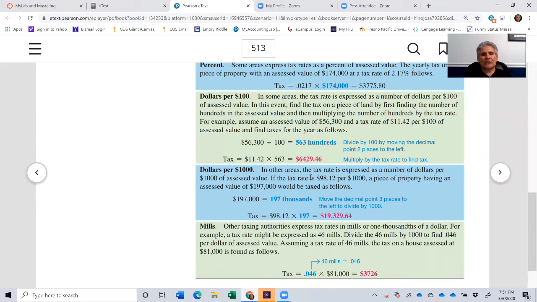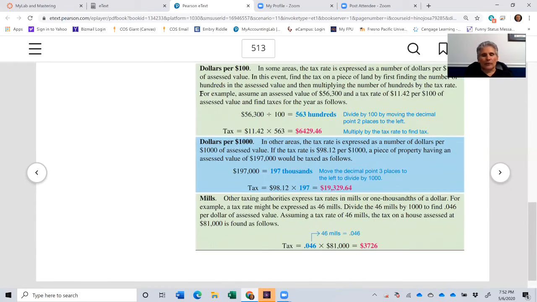In some locations, they use dollars per 1,000. That actually makes it a little bit easier. So 197,000 means you divide that by 1,000, you're going to get 197. And since it is $98.12 per 1,000, then you'll take $98.12, multiply it by 197. The total tax, $19,329.64.